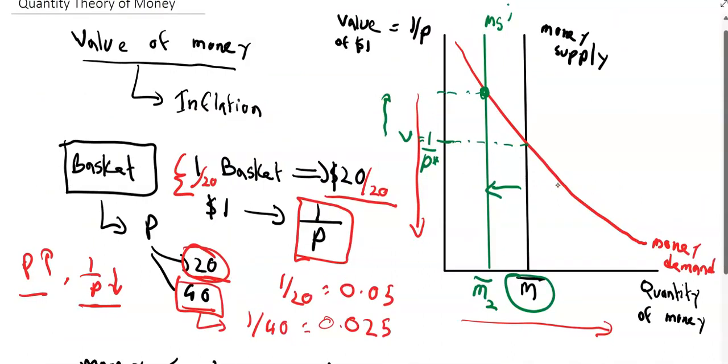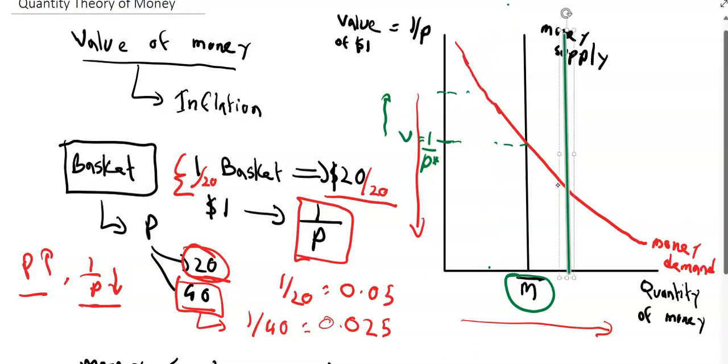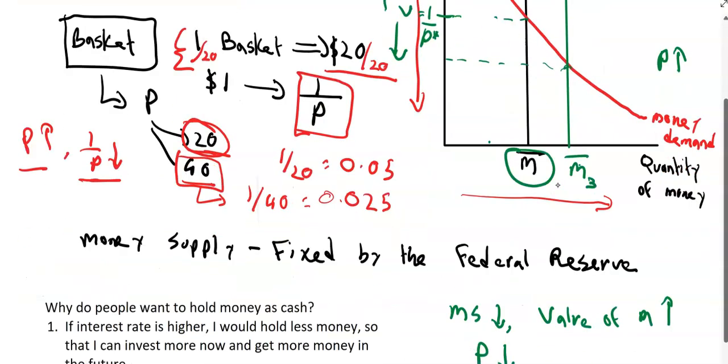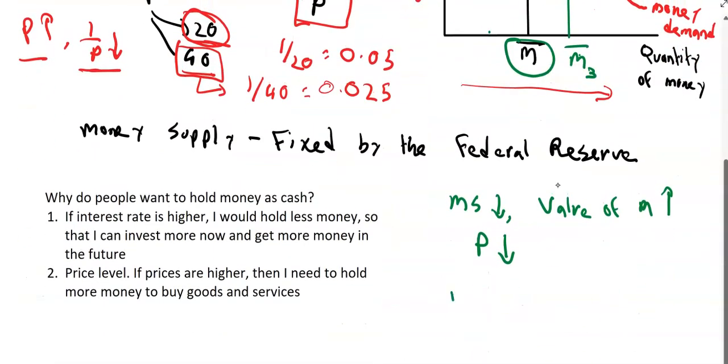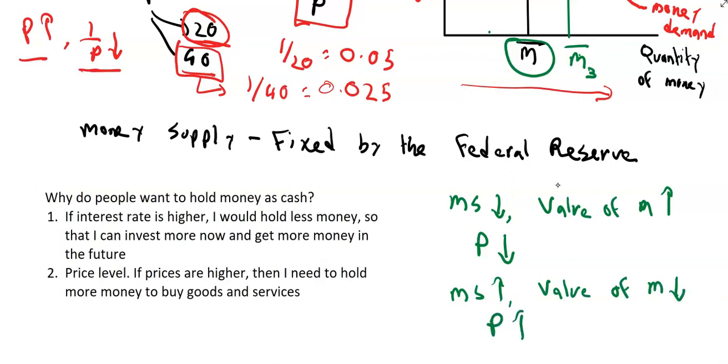On the other hand, let's look at an example. Let's say that money supply increases now. So if my money supply increases to M3 bar, I can see that the value of money will decrease. And as a result of that, price level will go up. So from here, we can say that if money supply increases, value of money will decrease, and so price level will increase.